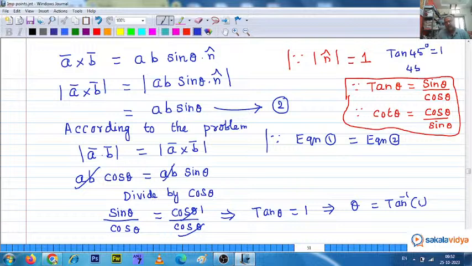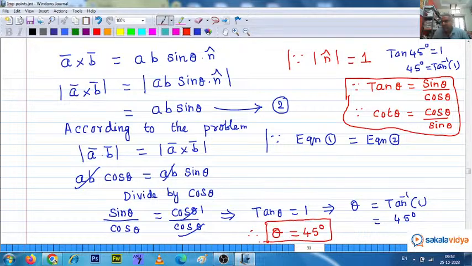So 45 degrees is equal to tan inverse 1. So that is equal to 45 degrees. So therefore the angle between them, theta, is equal to 45 degrees. So very simple, you can remember this as one of the results.